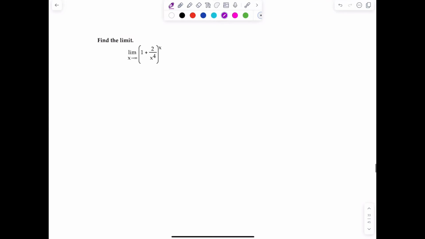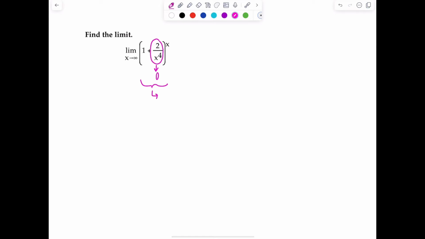Here we have find the limit. They don't say to use L'Hopital's rule, but we're going to, okay? So we have the limit as x approaches infinity of (1 plus 2 over x to the 4th) raised to the x. Now look what's happening here. As x goes to infinity, 2 over x to the 4th is approaching 0, right? A constant over infinity approaches 0. So the whole base, everything in the parentheses, is approaching 1.